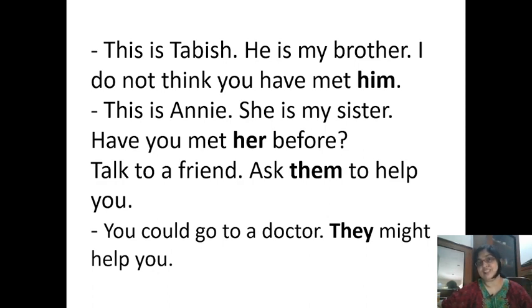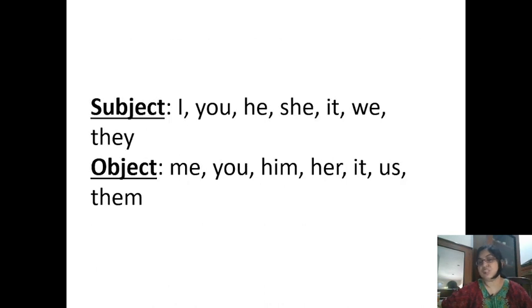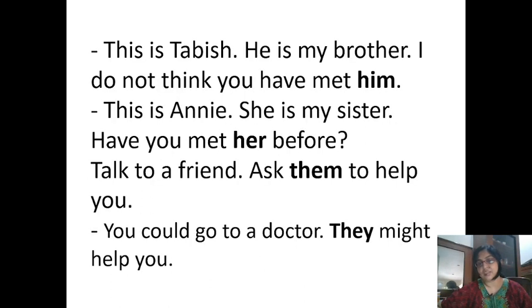Now this is Annie. She is my sister. Have you met her before? The same rule applies. So there are many pronouns that I've used in order to introduce my sister. So she is my sister. So she is a pronoun. And have you met her before? So her is one of the object pronouns, as you can see in the list of object pronouns I have given. And her would be a pronoun, one of the pronouns.